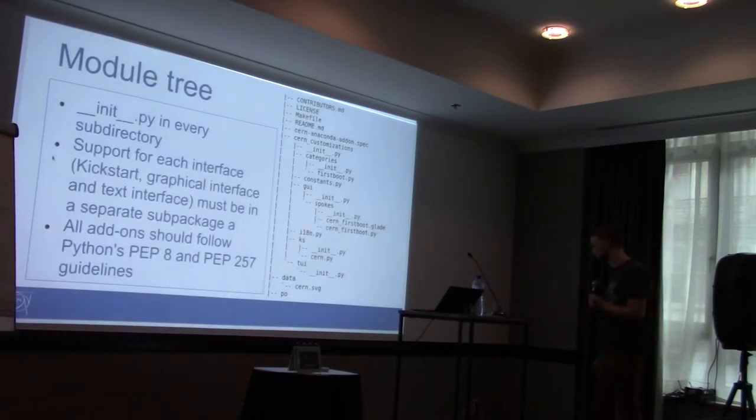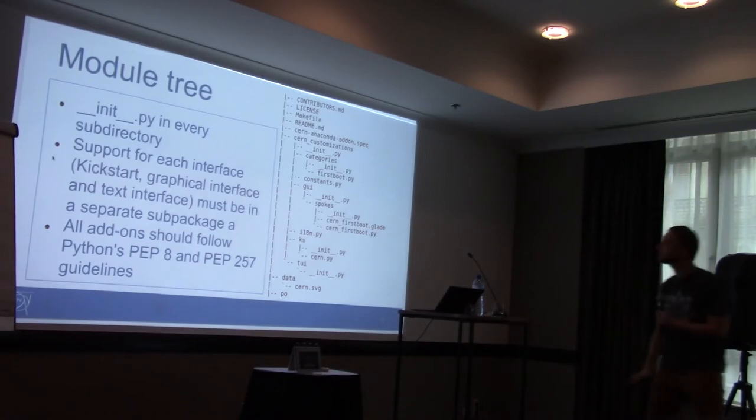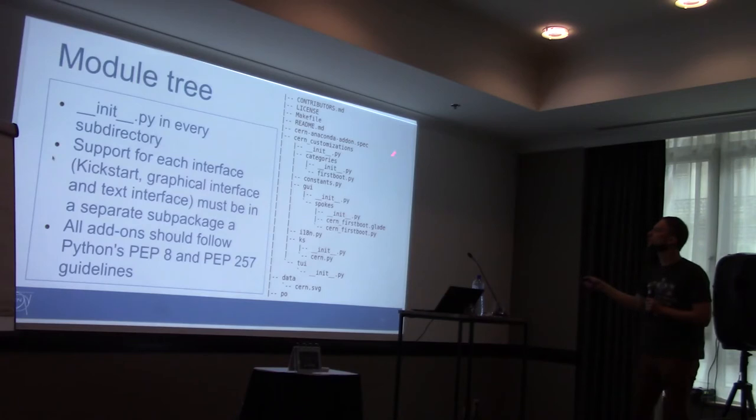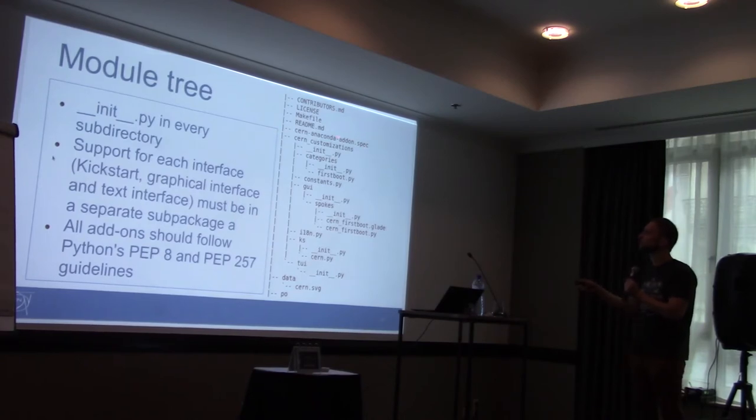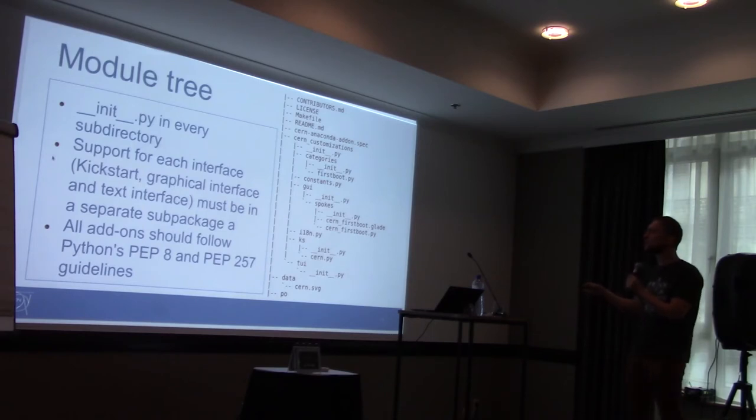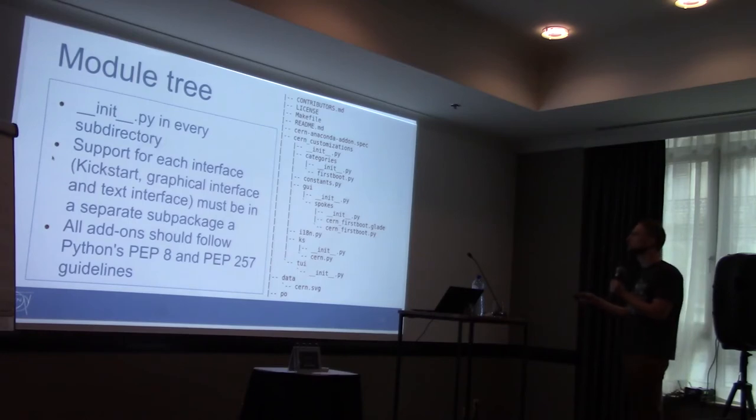So we'll show you the module tree. Can we read it? Yes? Awesome. So basically, this is my Git, and we have the spec file. We build everything as RPM, of course. And then the module itself has a few things. You have categories where you can define in which category you want to be. We'll come back to that. You have some constants, where I define constants like in pretty much every Python project.